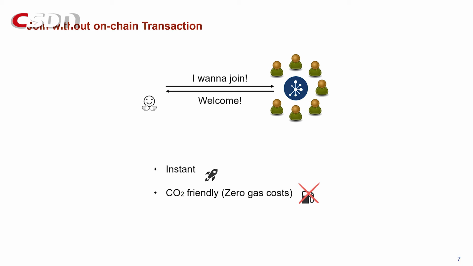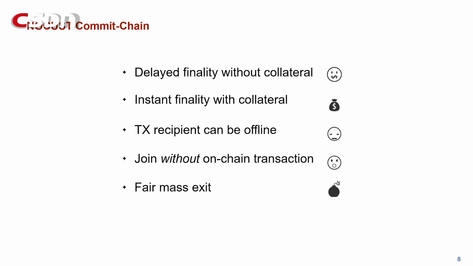Another interesting thing is you can join the network without making any on-chain transactions, such as opening a channel. To join the network, you just need to send a signed off-chain message to the operator. Ideally, you will never need to touch the blockchain, which is slow and not good user experience. To wrap up, we have delayed finality without collateral, instant finality with collateral, the recipient of the transaction can be offline, and you can join without any on-chain transaction. And we have fair mass exit, which means that no matter what happens, the user will always be able to exit the chain with his money.